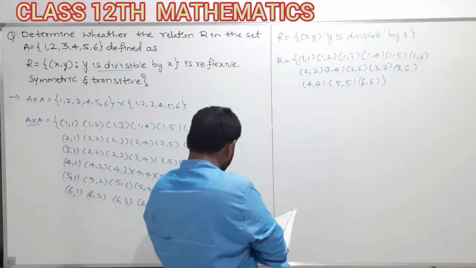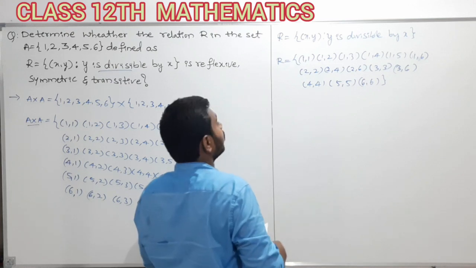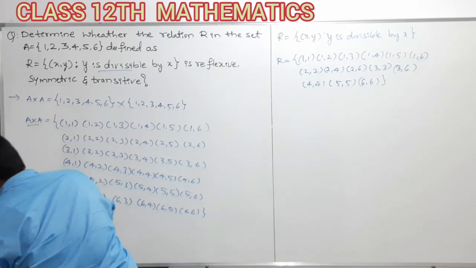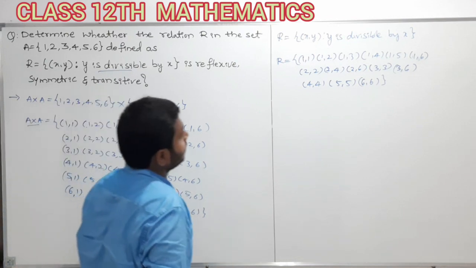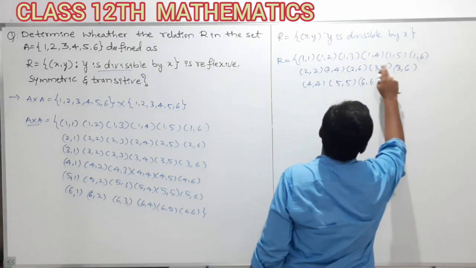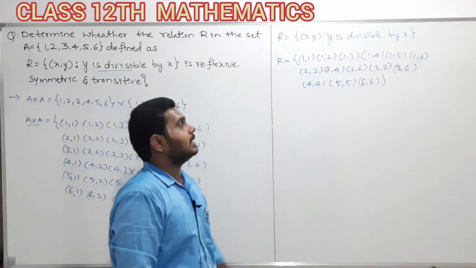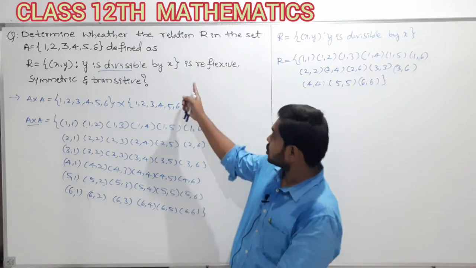So totally, my dear students, 1 2 3 4 5 6 7 8 9 10 11 12 13 14. So there should be 14 elements. Whether 14 elements are there or not, let's check. 1 2 3 4 5 6 7 8 9 10 11 12 13 14. So these are the only elements which satisfy the given relation R.